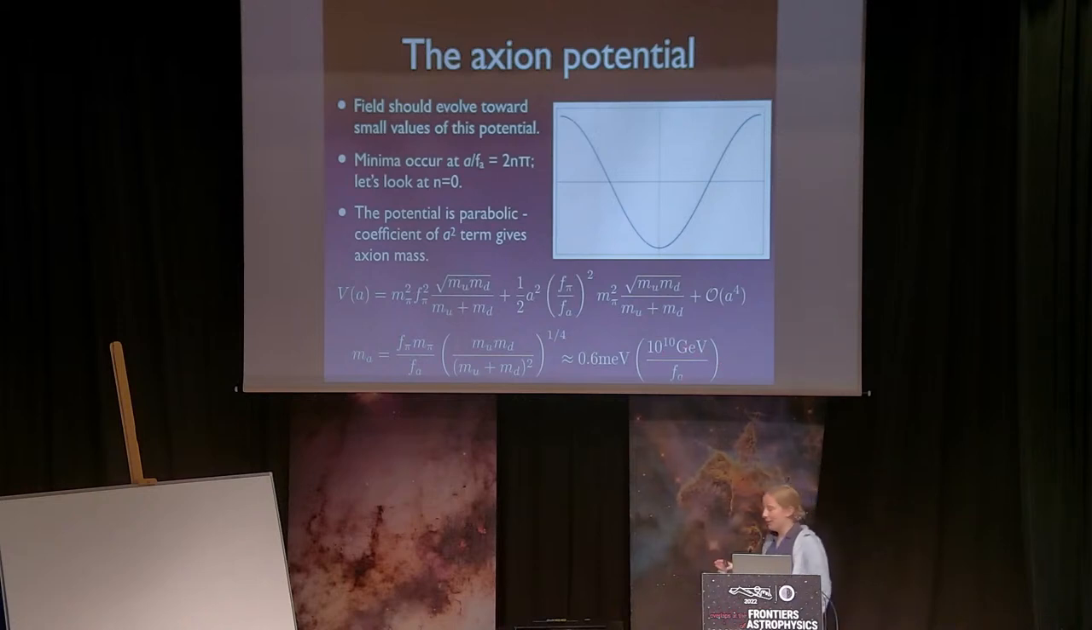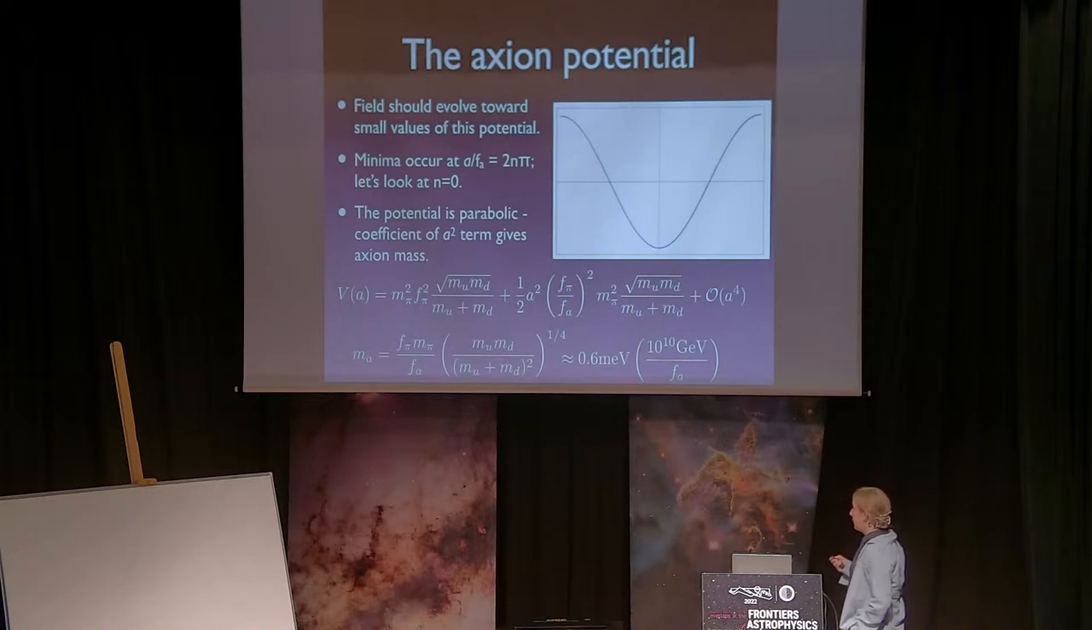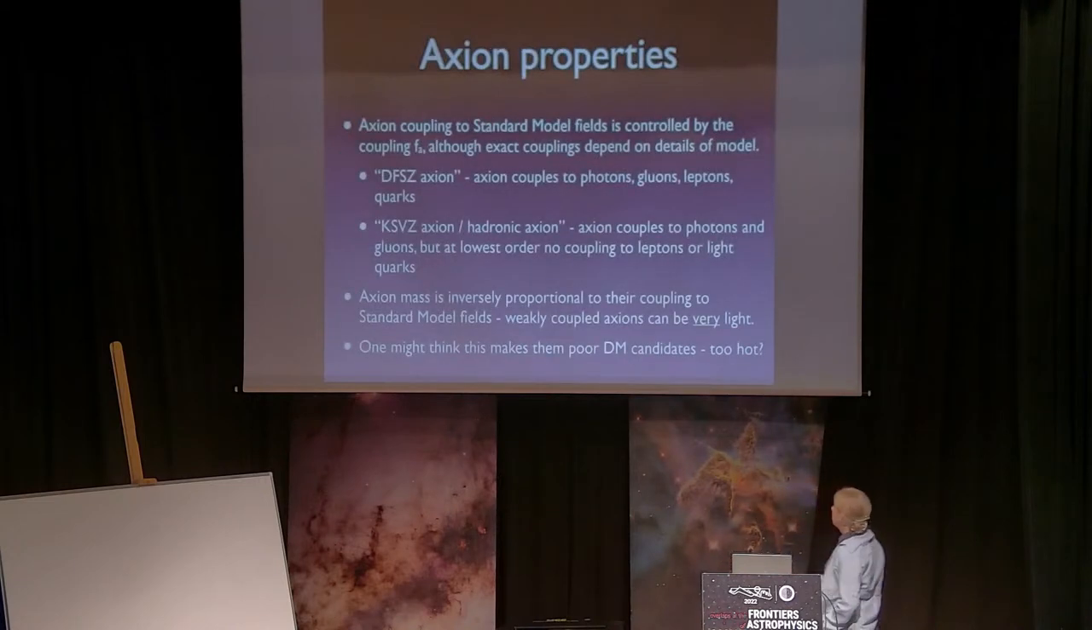Now I will say, as always, there are theory loopholes to this. People have worked on more complicated QCD axion models where this relationship is broken. But this is the standard QCD axion calculation. Okay, so if FA was 10 to the 10 GeV, the axion mass would have to be 0.6 milli-eV. Parametrically, this just says that FA times MA should be about the same as f pi times m pi. So it's related to the QCD scale.